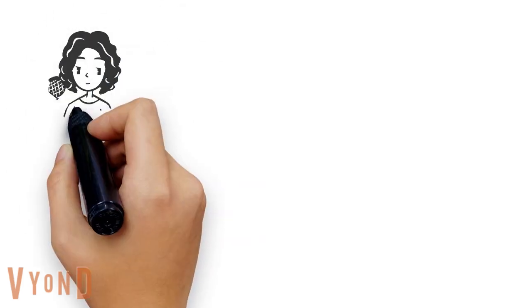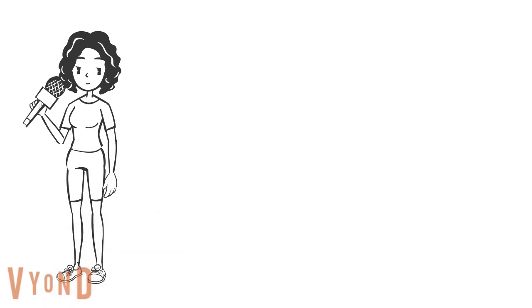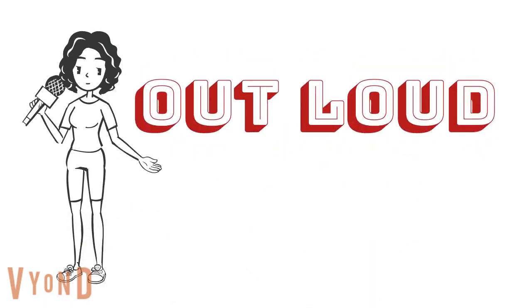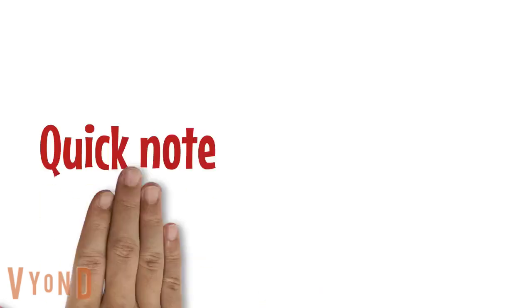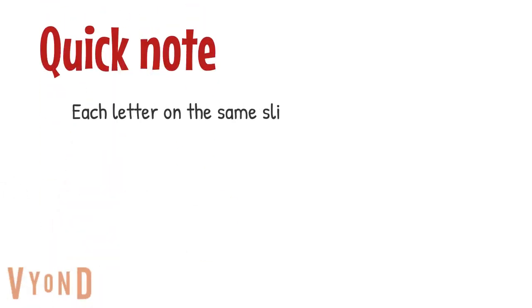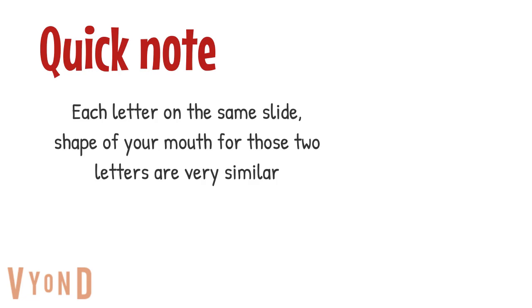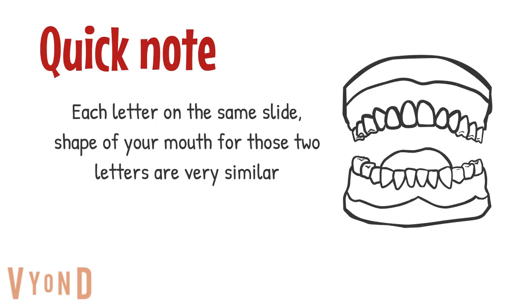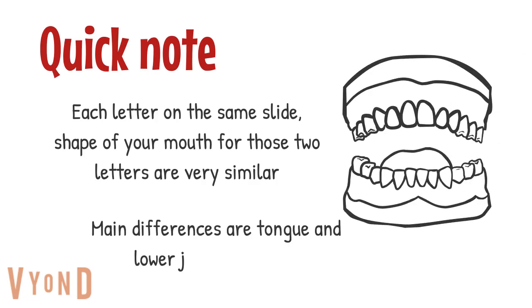For this video, I want to invite you to practice with me pronouncing each letter out loud, like over-exaggerating. This way, you'll remember each letter better. Just a quick note, for each letter on the same slide, the shape of your mouth is very similar. The main differences between the two sounds are your tongue movements and lower jaw movements.